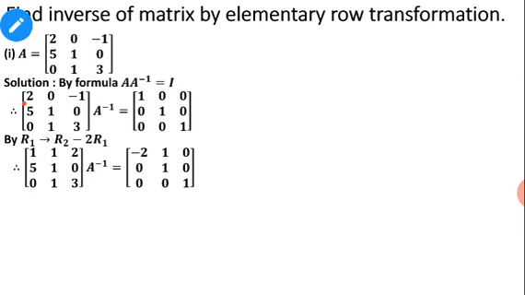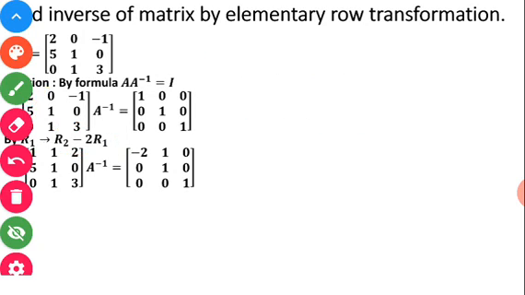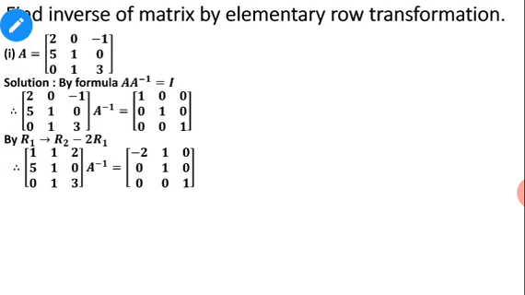The first element of R1, see the operation, the operation is R2 minus 2R1. So R2 minus 2R1 means first element of R2 is 5 minus 2 into first element of R1 is 2, so that's why 5 minus 4 that is equal to 1. Here is your first element. Okay, this way it is happening. Then let's go to the second element. Second element of R2 is 1.